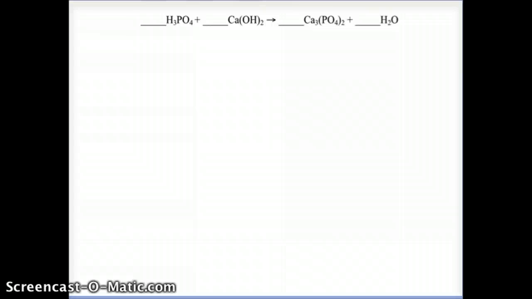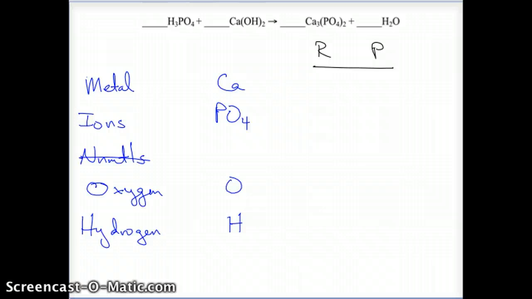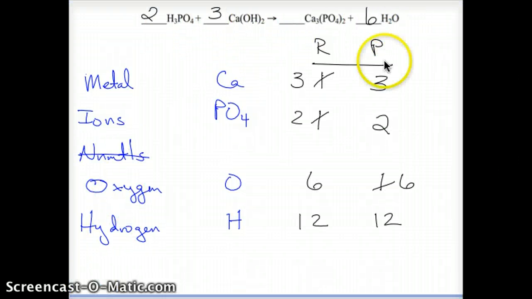Okay, pause the video, do this one on your own, and then look at what we do. So the first thing you should have done was gone through MINOH. Metals, you should have recognized calcium. Ions, PO4, it's the only thing that is the same on both sides. There were no nonmetals, and then I have oxygen, oxygen here, and I have hydrogen, hydrogen here, hydrogen here. Okay, so now balance it. When you went through, you should have noticed 3 to 1, because there's only 1 here, 3 here. So this is my balanced equation.